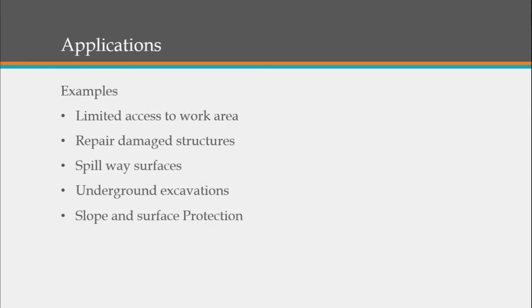Shotcrete can be used on construction sites where there is limited access, where conventional concrete would be impractical to use. Shotcrete can also be used for high-velocity spillways and swimming pools, as well as underground excavations and slope protection and stabilisation.